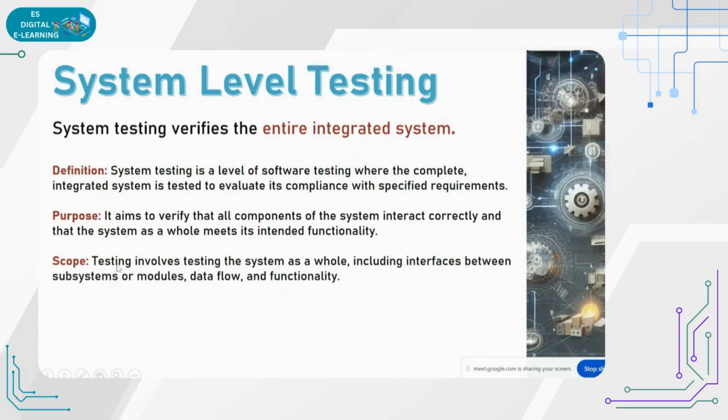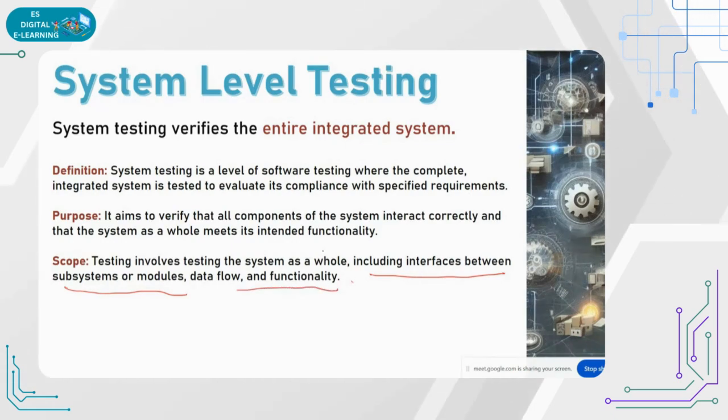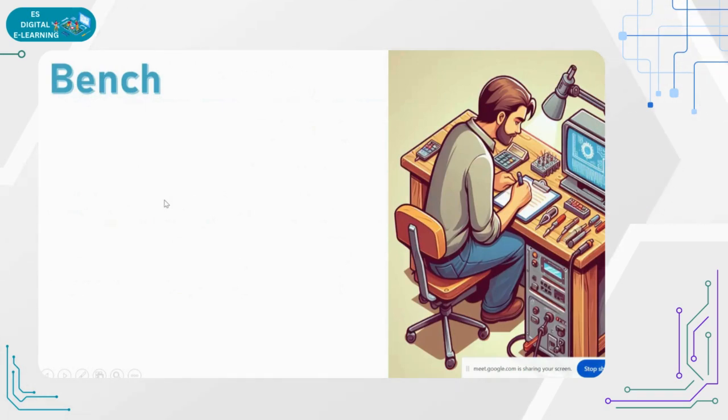So what is the scope? We are checking the interfaces between the subsystems or the modules, and the data flow and functionality. So this is the scope. I just added a point. You are familiar, but we are making the other aspect a part of system level testing. What is the scope? And what is bench level testing?